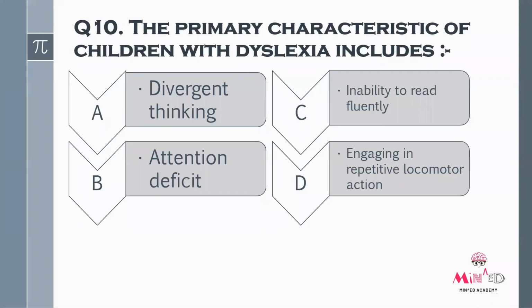Now we'll go to the last question of the day. That is, the primary characteristic of children with dyslexia includes: A, divergent thinking, B, attention deficit, C, inability to read fluently, and D, engaging in repetitive locomotor action.